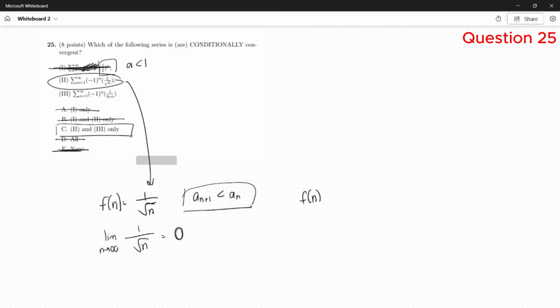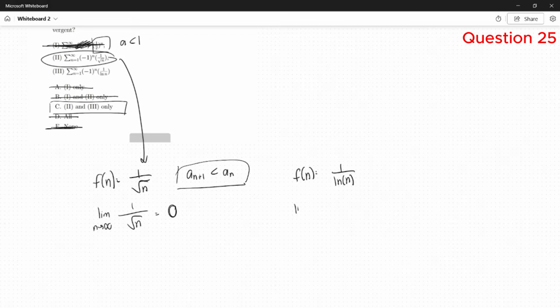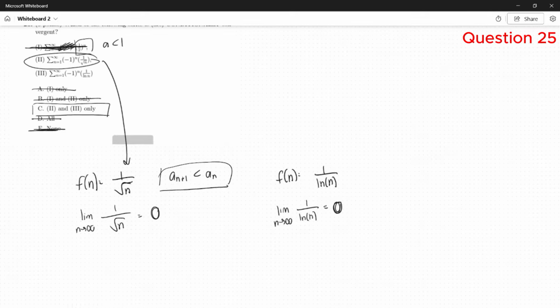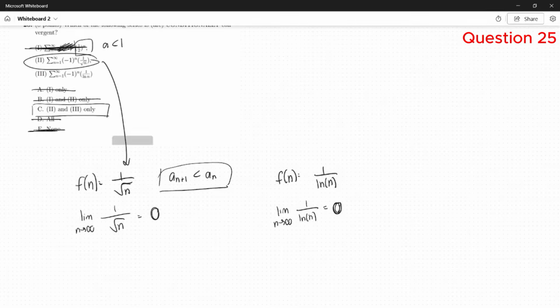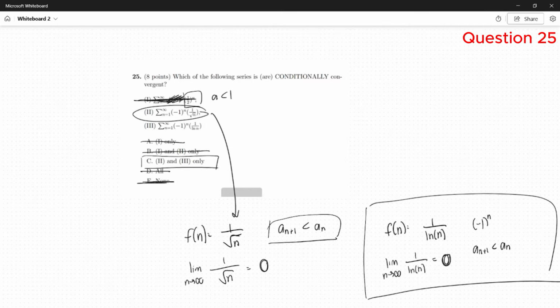We have f of n is equal to 1 over ln of n. The same rules apply. We take the limit of this function as n approaches infinity of 1 over ln of n, and we find that this value also approaches 0. And it starts positive, or it starts as non-zero. Thus, this function, because it is both an alternating series with the negative 1 to the n out front, and for each term, it's less than the previous term, we can consider this to be conditionally convergent as well. Thus, we can conclude that the correct answer choice for this problem is C.